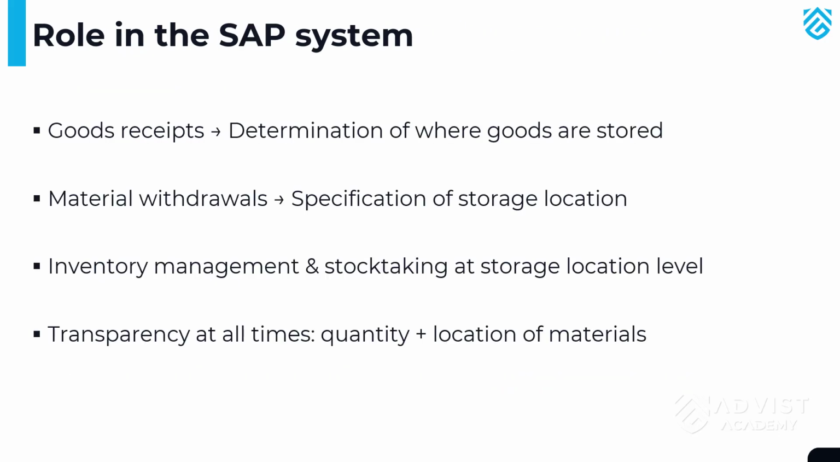In SAP, the storage location plays an important role in various processes. For goods receipts, it is used to determine where a delivery is sorted. For material withdrawals, it specifies from which storage location goods are to be withdrawn. Inventory management and stock taking can also be carried out at the storage location level. This means that it is always clear which material is available in what quantity and at which location.